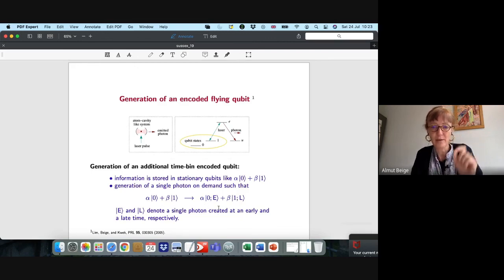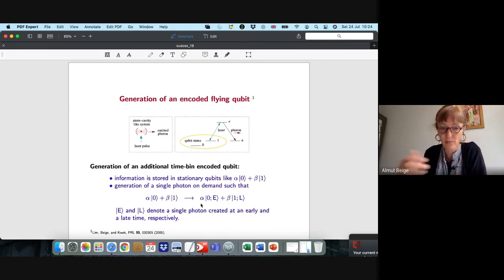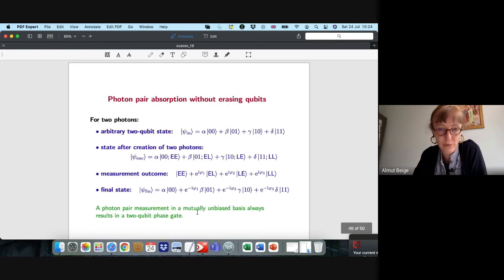So for example, you can measure early plus late or early minus late, then you will never learn what alpha and beta are. So you measure in a so-called mutually unbiased basis. Then even if you don't get the measurement outcome that you want, because you still have your information in your atom, you can repeat your computation or your gate operation until it works. And we call this repeat until success quantum computing.